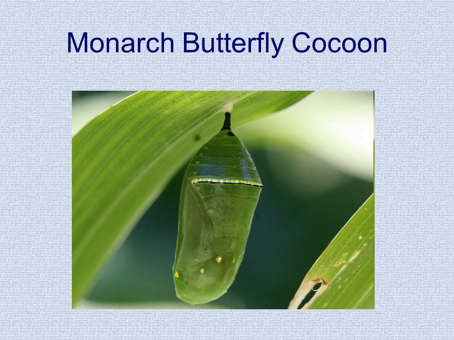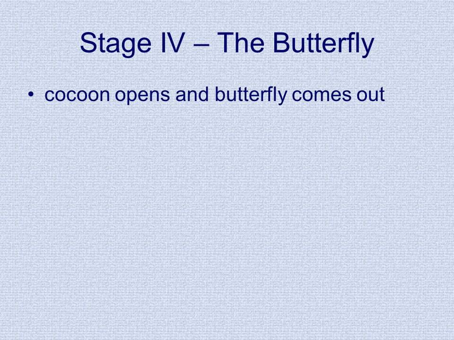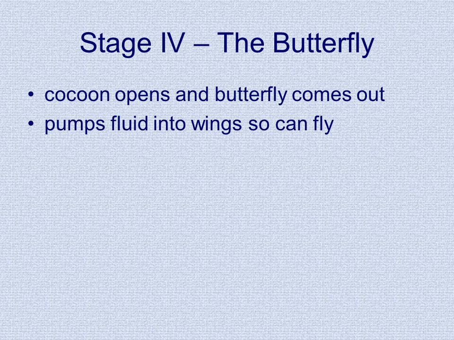Here's our monarch butterfly cocoon. A nice green thing, blends in well with the leaves around it, so its enemies can't get at it easily. And then we have stage 4, the butterfly. The cocoon opens and the butterfly comes out.